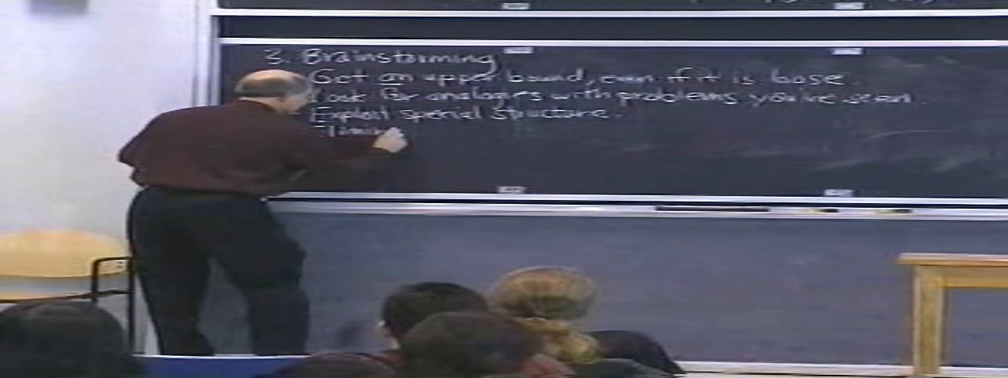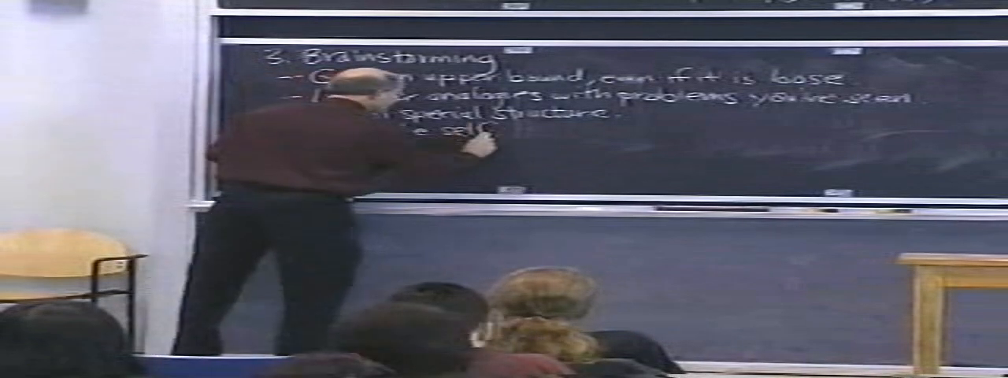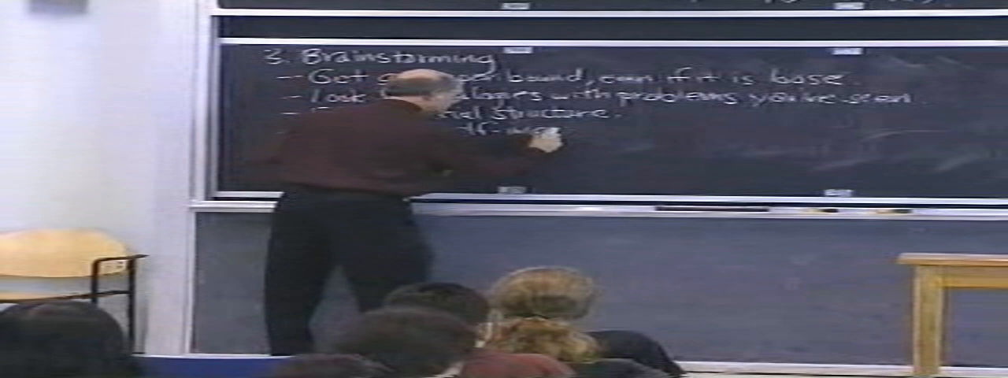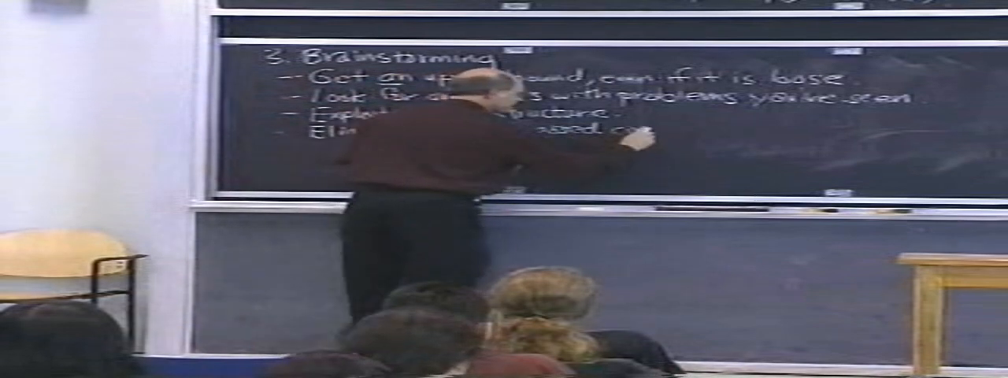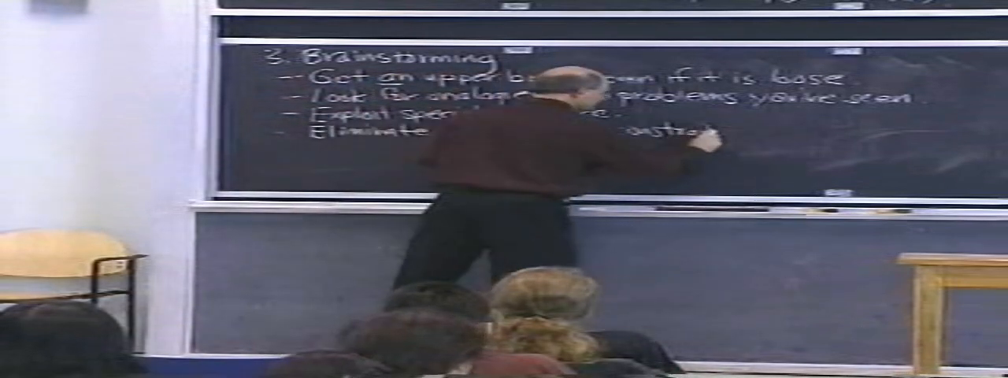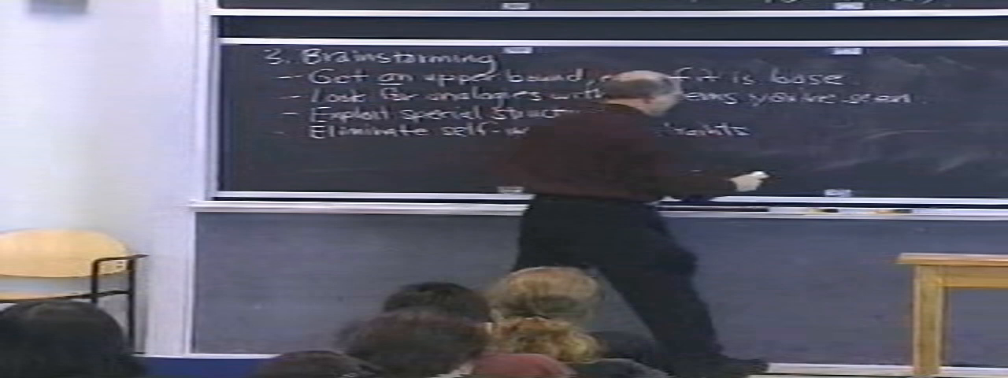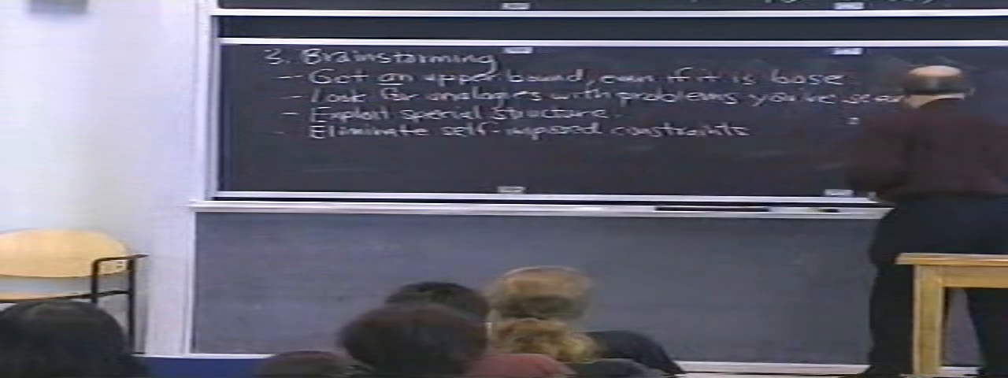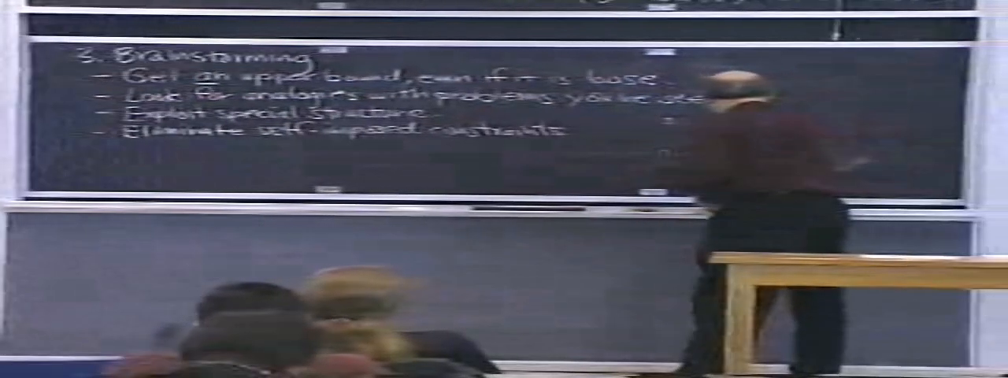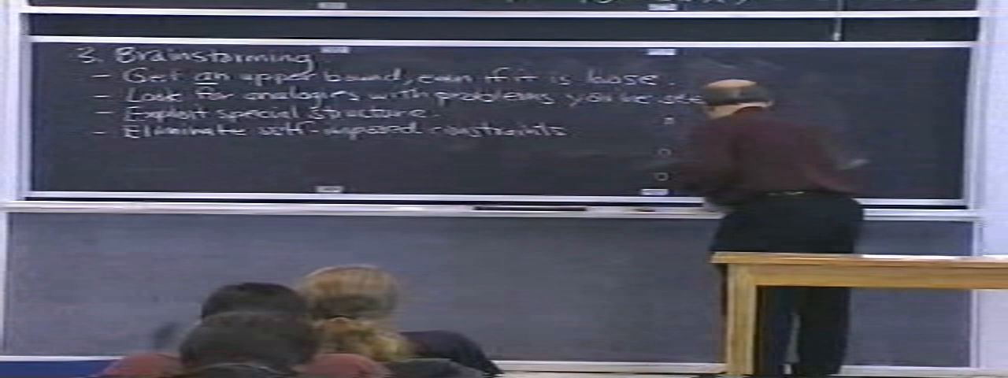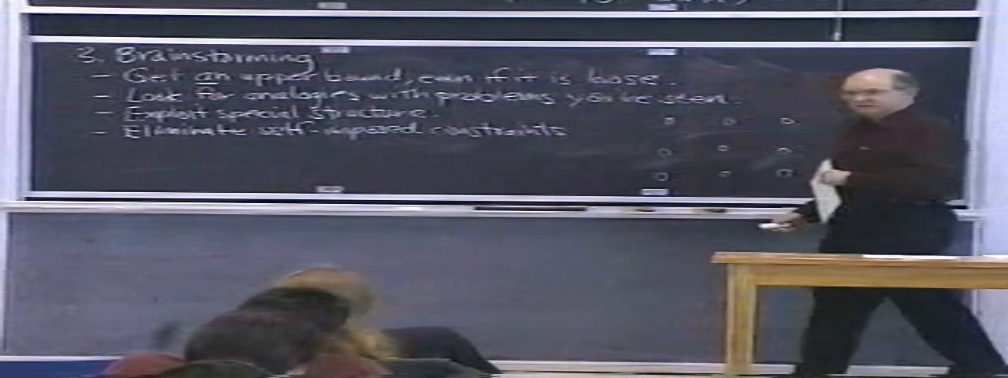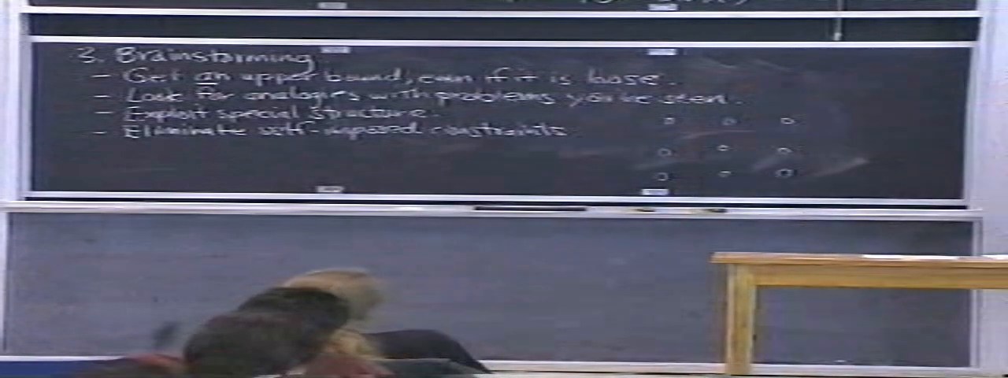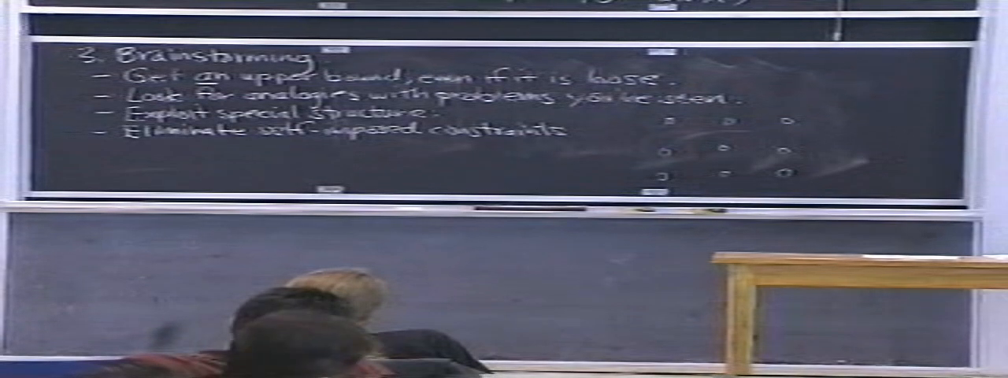Eliminate self-imposed constraints. So the psychologists always do this puzzle. The problem is to draw 4 line segments without lifting your chalk from the board that go through all 9 dots.